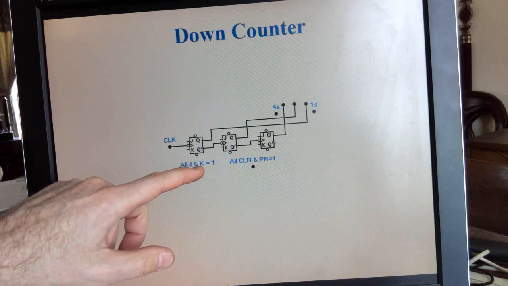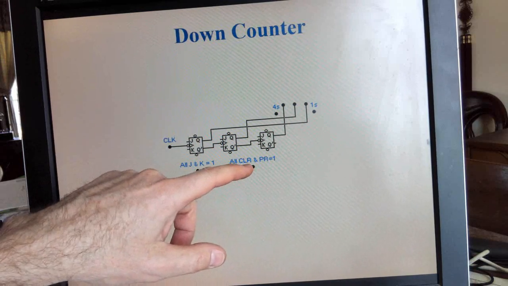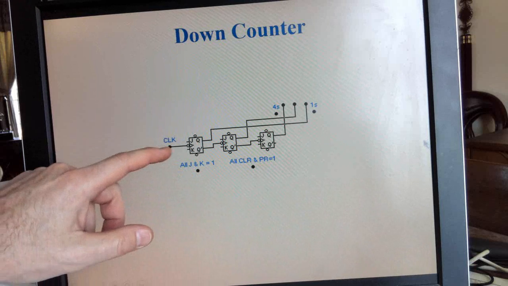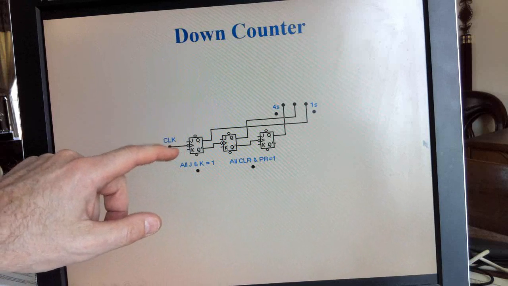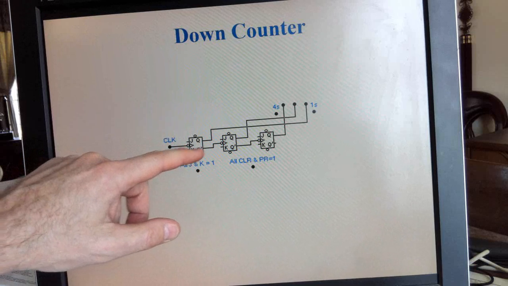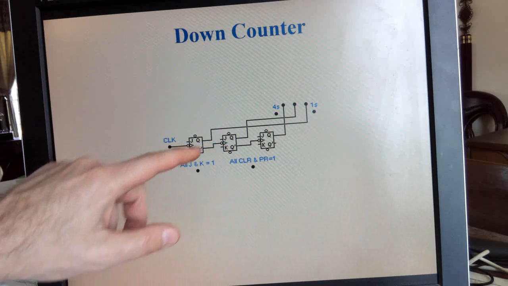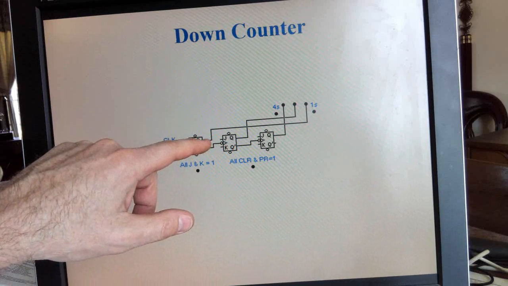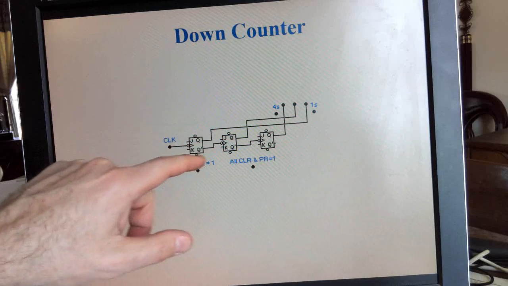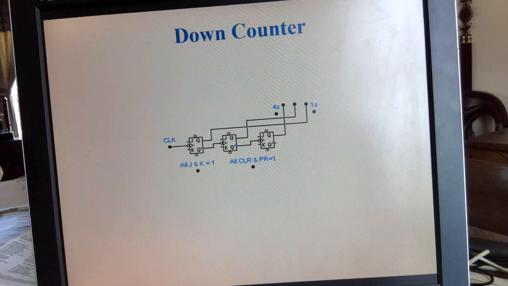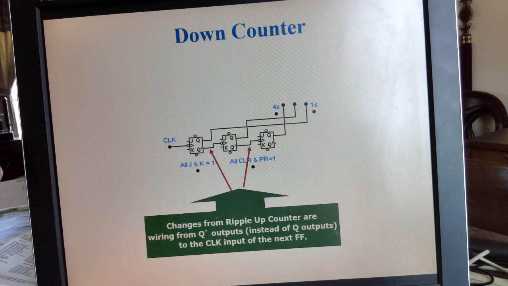And again, all JKs are set at 1. All clears and presets are 1, so the only thing that's really driving this is the clock input and then the Q output. But if you notice, we're still displaying the Qs, although we're driving with the Q knots here. All right. So if we just talked about Q knots instead of Qs.